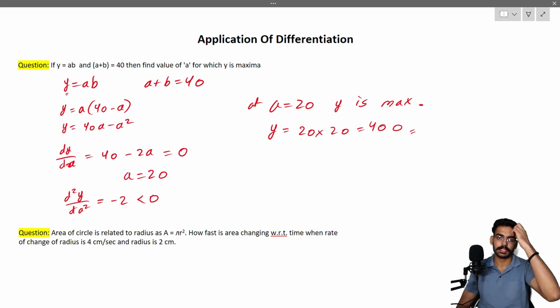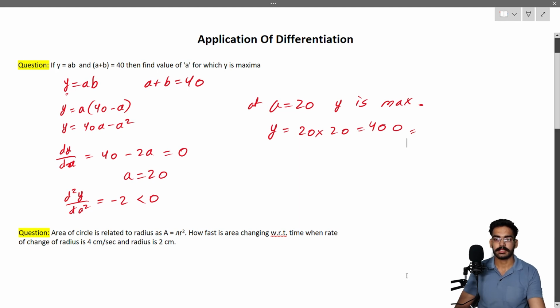How did we do this question? You see the pattern. We want to maximize a function which has two variables, a and b. So I will remove one variable and make the whole equation in one variable. I eliminated b and made the whole equation in one variable, that is a, and then I maximized that function. That's all. Now let's see the next question.